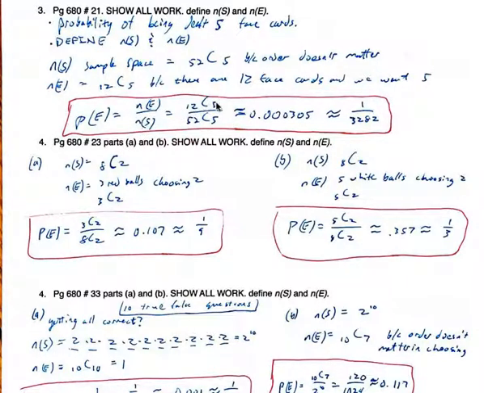So 12 combination 5 divided by 52 combination 5, and that would give us this long decimal, or if I converted it to a kind of an odds of 1 out of, it would be about this right here. So that is that one. That is a great one. Defining the sample space, defining the event space. Make sure you're comfortable doing that.